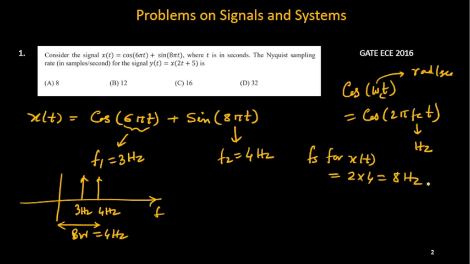That's simple. But the question here is to find the Nyquist sampling rate for y(t), where y(t) is given as, this is a little bit tricky, x of 2t plus 5.